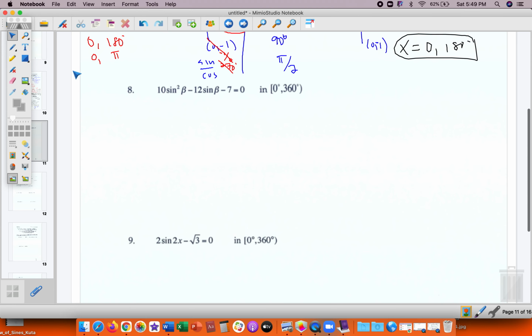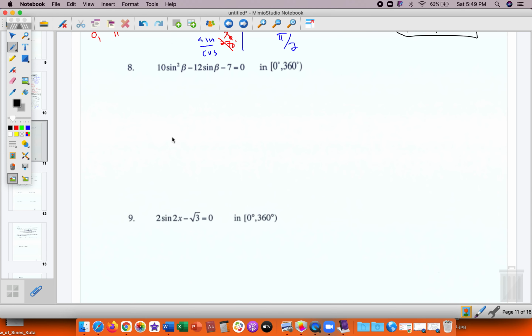Let's look at problem number 8. So for number 8, I see a quadratic. I see sine squared, sine, and negative 7, a constant. There's no GCF. I'm going to write this as 10x squared minus 12x minus 7 equals 0. I can't factor this. So if you can't factor something, you can use the quadratic formula.